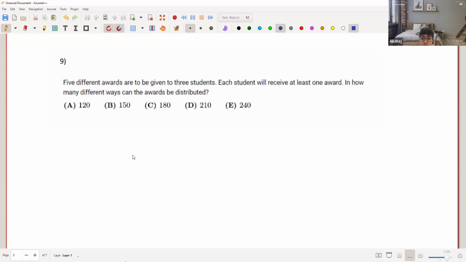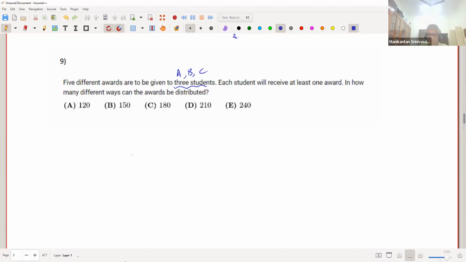I said now the awards could be identical awards, or awards could be different awards, right? And then students could also be different. So I wanted to do 4 different cases here. So the 3 distinct students, let's say the students are A, B and C. A, B and C are the 3 students.